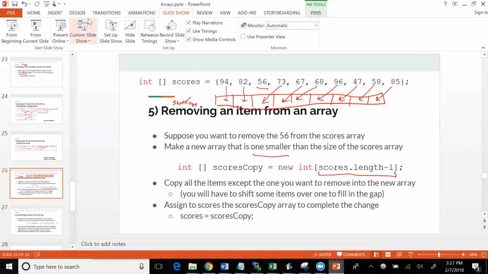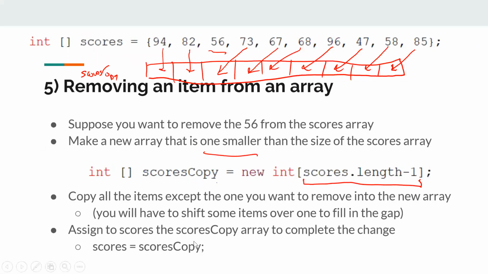So that's removing. To continue, you do that copy all. This is the step I just sort of described up here. And that shifting has to take place. And then you would assign to scores the scores copy array to complete the change. So scores equals scores copy. Now scores is referring to the new array. So scores has an array that's one smaller than it originally started off. That makes sense? If I'm going too fast, Ben here will explain it all in great detail after I leave.